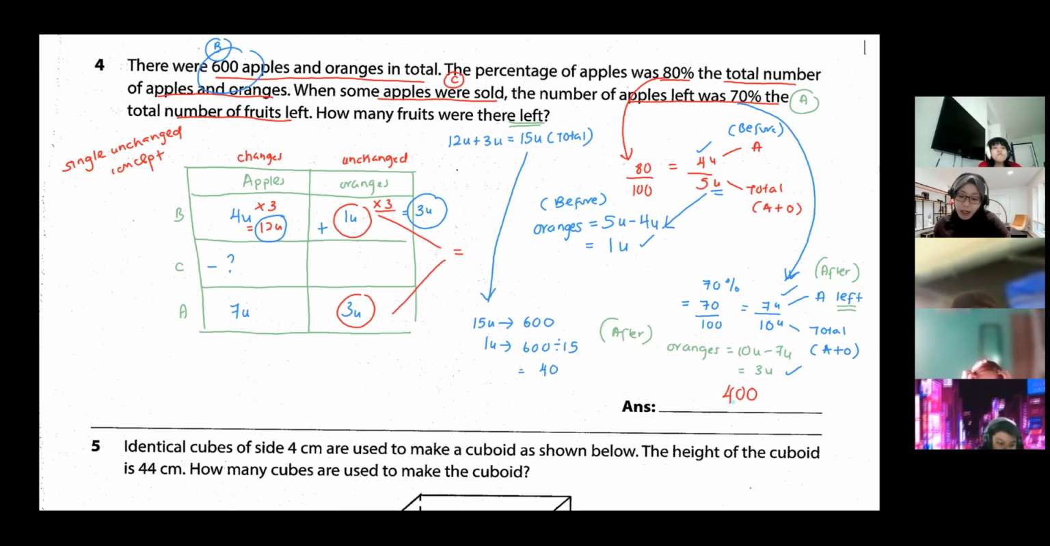Now, what do I want to find? How many fruits were there left? It means I need to focus on my after. How many fruits are there altogether left? So you take your 7 units plus your 3 units equals 10 units. This is what I want to find. So 10 units is 40 times 10. I get 400. This is my answer. What concept? Single unchanged concept. Okay.